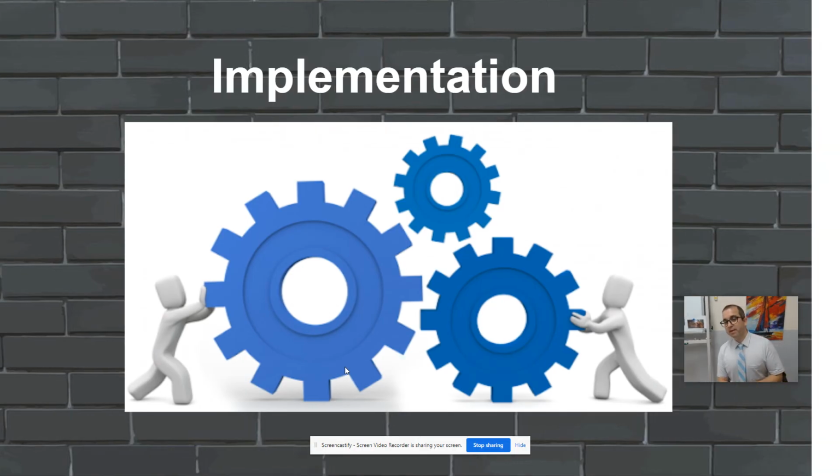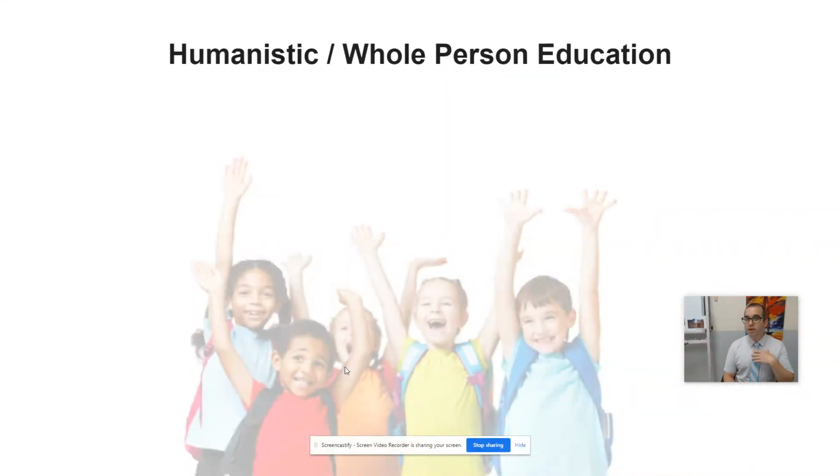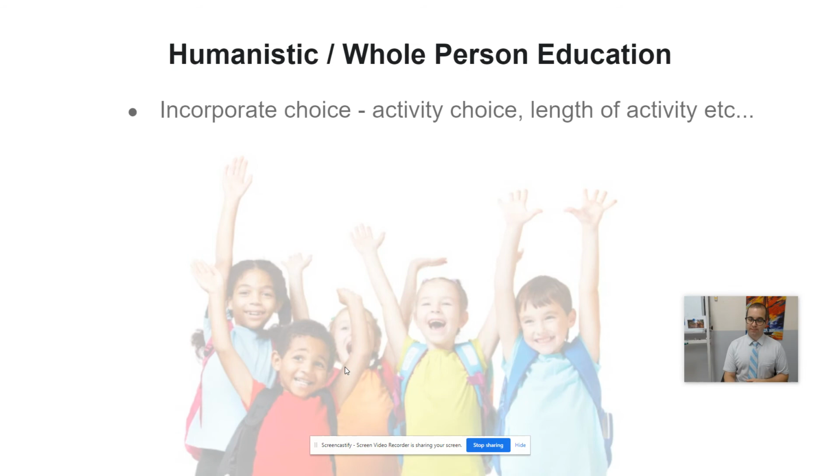Okay, so the implementation of this, I look at a humanistic whole person education approach. So I'm looking to develop self-esteem, self-confidence, make them feel comfortable, make them feel safe in my classroom so they're able to speak out freely, they're able to interact freely, and feel happy doing it. Okay. One thing I can do is incorporate choice.